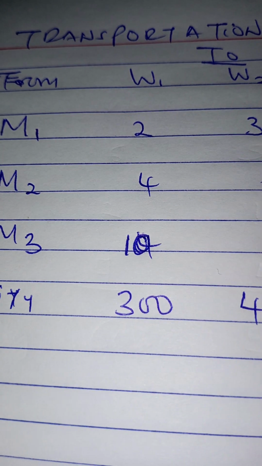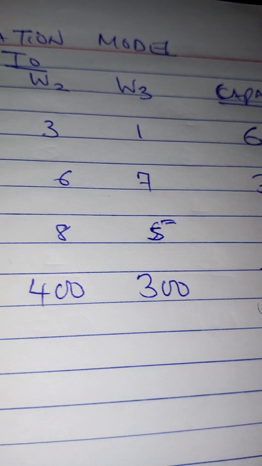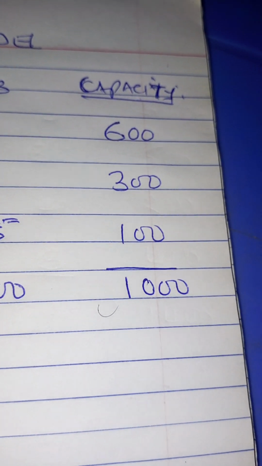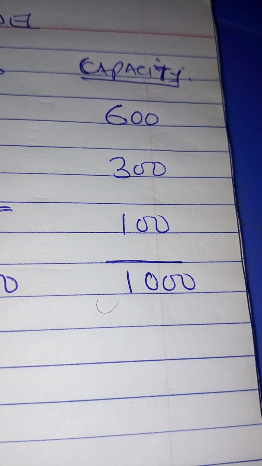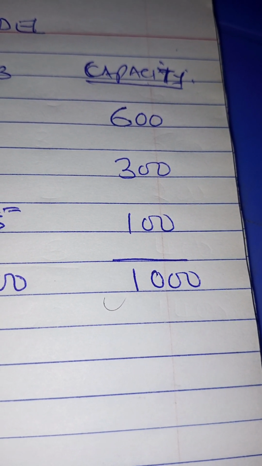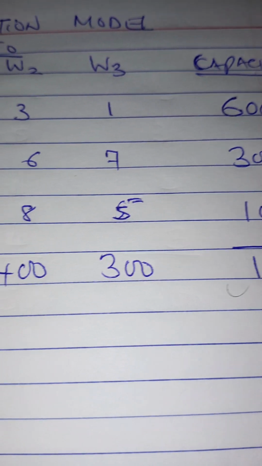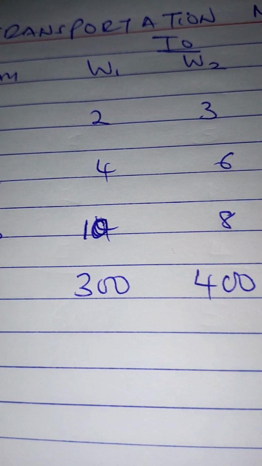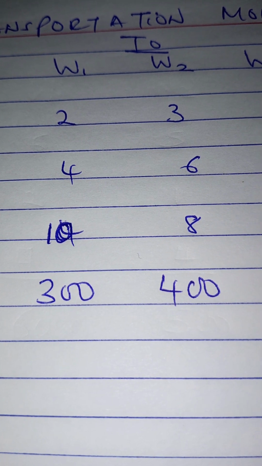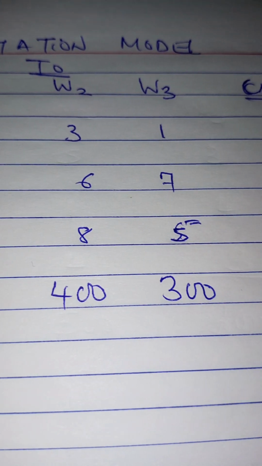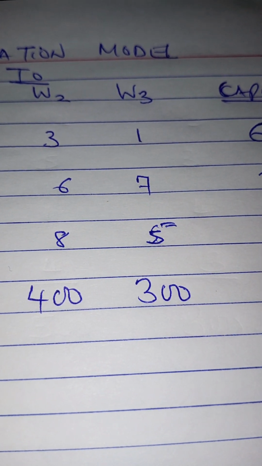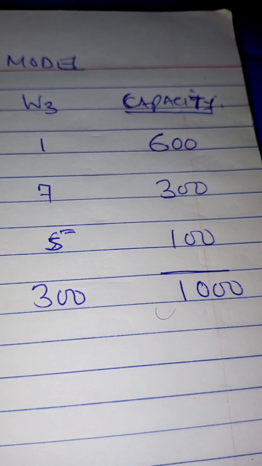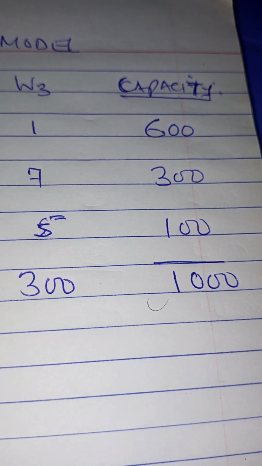The capacities from M1, M2, M3 are 600, 300, 100, totaling 1000 units. At the same time, we also have the capacities for warehouse 1, warehouse 2, and warehouse 3 as 300, 400, and 300 respectively, also totaling 1000 units.